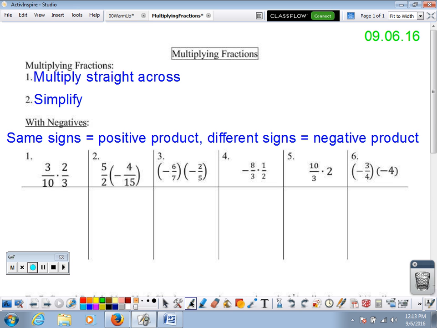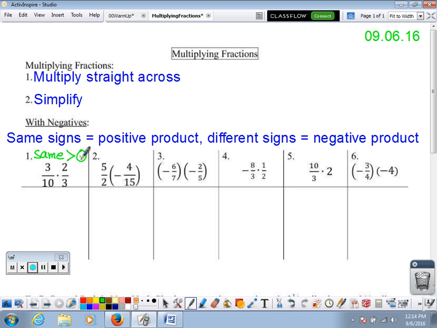Okay? So, let's take a look at these. And I like to look at the signs first. So when I see 3/10 times 2/3, I'm not seeing the numbers right away. The first thing that I notice is that these are both positive. They have the same sign. So I like to make a little note. They have the same sign, which means my product is positive. Greater than 0 means positive.